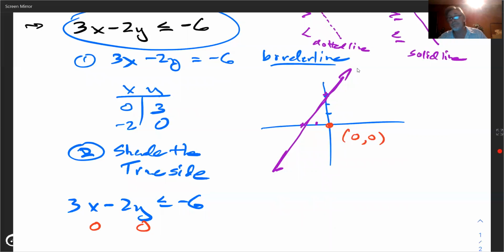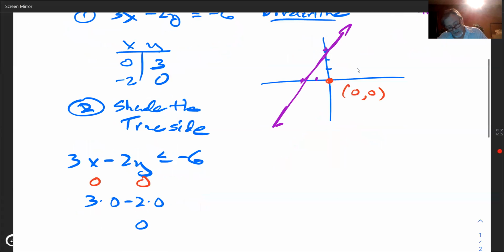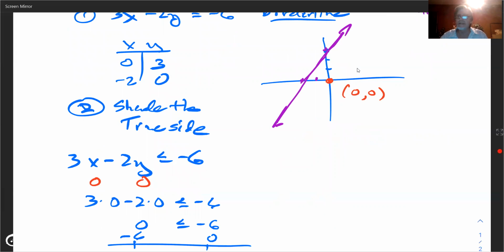Okay, so we have 3 times 0 minus 2 times 0. And all of that's so easy, it's just 0. I don't have to compute a number or anything. I just find out that it's 0. And the question is, is it less than or equal to minus 6? Okay, here you go. True or false? 0 is less than or equal to minus 6. I know, huh? Here's a number line. Here's 0. Oh yeah, 0 is actually bigger than minus 6, huh? So this is actually a case of being false.